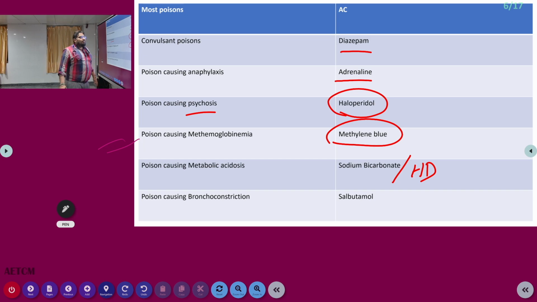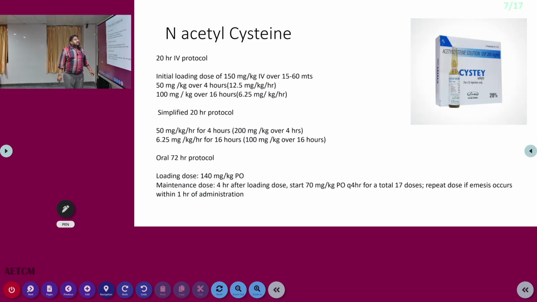Maybe you need to go for extracorporeal therapy. For poison causing bronchoconstriction, remember that salbutamol can be used. So this is a nutshell regarding various poisons. Now I'll just give an overview of common poisons that you need to remember, the poison antidotes that you need to remember, and how you are administering them.